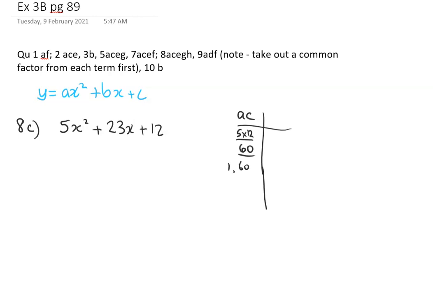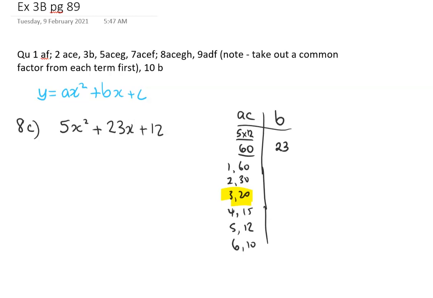The factors of 60 are 1 and 60, 2 and 30, 3 and 20, 4 and 15, 5 12s, good, 6 10s, 7 no, 8 no, 9 no, and then we're back to 10. So they're all the factors of 60. And we're looking for the factors of ac that add to give b. So we're looking for two factors that add to give 23. If we look down our list, quite obviously the factors we are interested in are those two. 3 and 20 make 23.